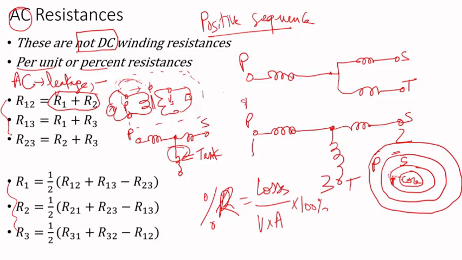Each winding will have a resistance due to the conductor, as well as leakage. R1 is just the resistance of winding 1 plus the extra losses caused by leakage flux that links winding 1 only. It does not link the other windings. Then R13 is R1 plus R3. R23, the resistance between winding 2 and 3, is the resistance of winding 2 plus the resistance of R3.